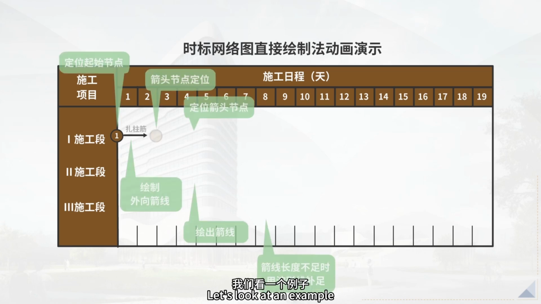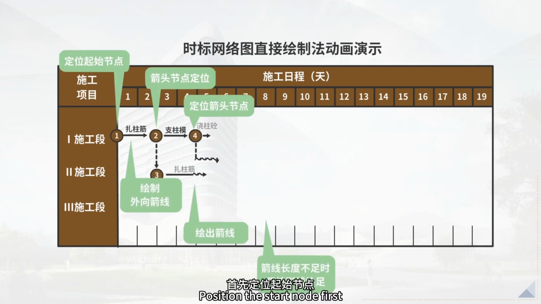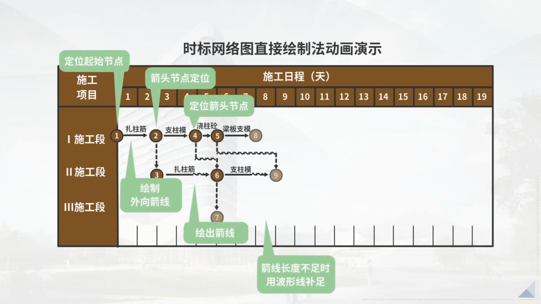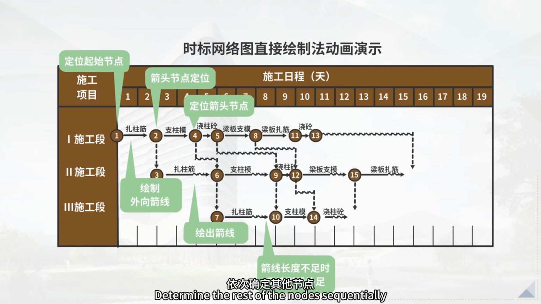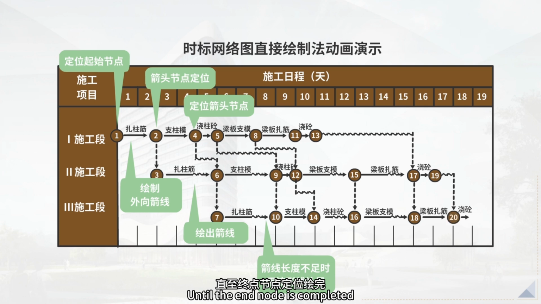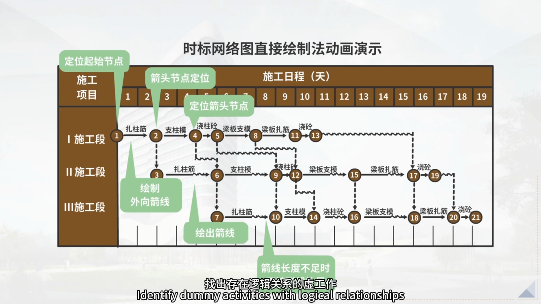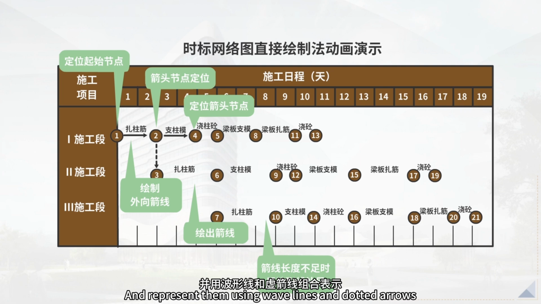Let's look at an example. Position the start node first, and then the other nodes from left to right. Determine the rest of the nodes sequentially until the end node is completed. Then label all activity names. Identify dummy activities with logical relationships and represent them using wave lines and dotted arrows.